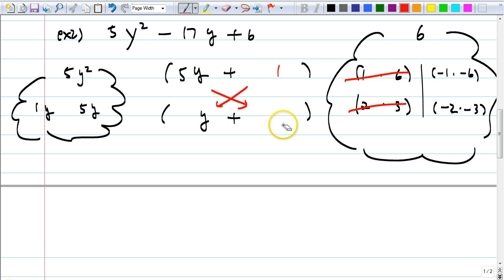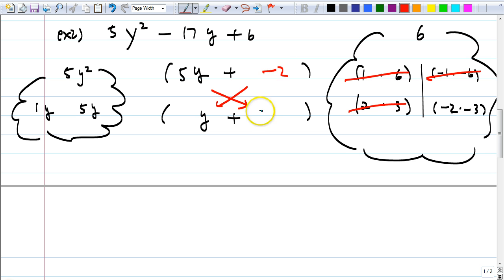Okay, so should I get rid of it? Can I get rid of negative 1, negative 6 right now? No, you have to also try negative 6 and negative 1. You got to try the other order, right? So does this work? No, still you get 5y, negative 5y, negative 6y. That doesn't give you negative 17y, does it? So we could get rid of that one. Is that okay? What should we try next?